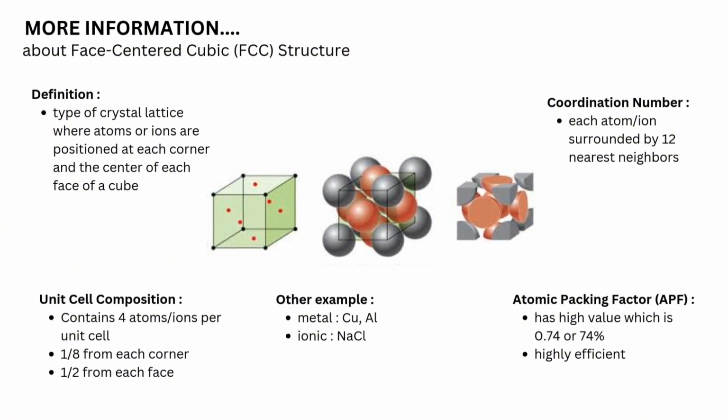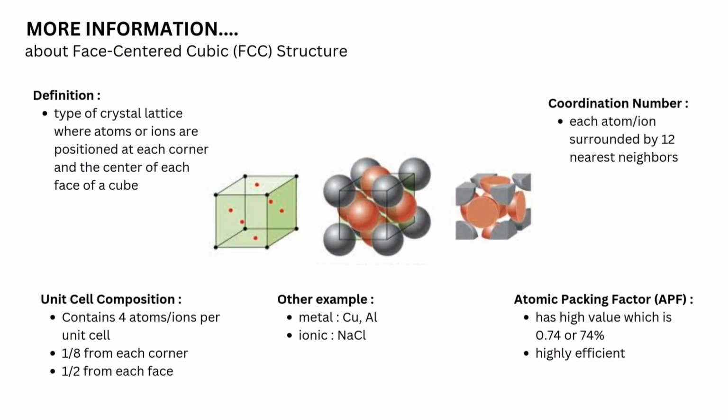It is a type of crystal lattice where atoms or ions are positioned at each corner and the center of each face of the cube. Each atom or ion is surrounded by 12 nearest neighbors, which is the coordination number.